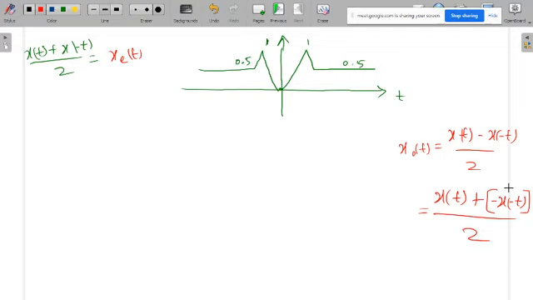So now I will apply this concept. My aim next is to find out minus x of minus t.